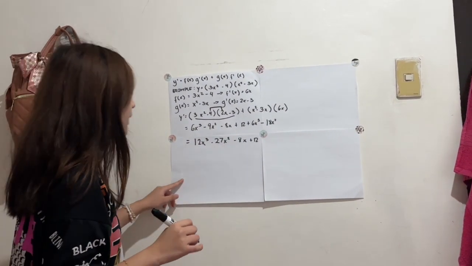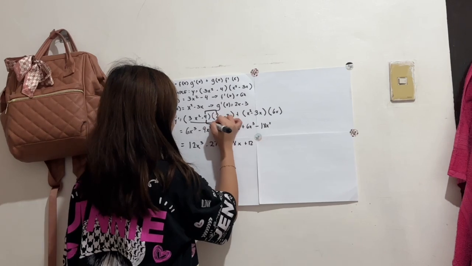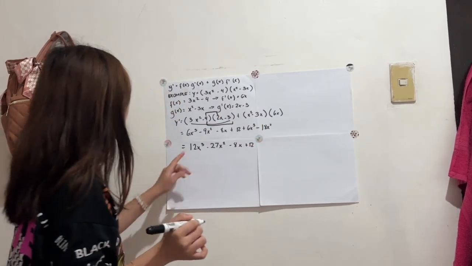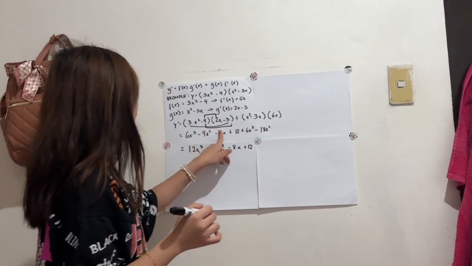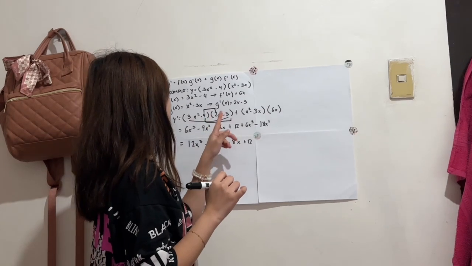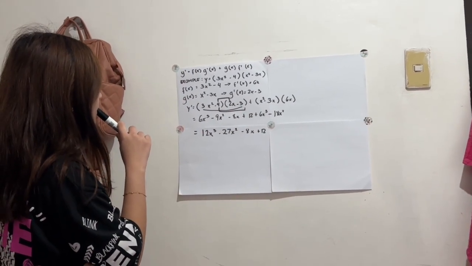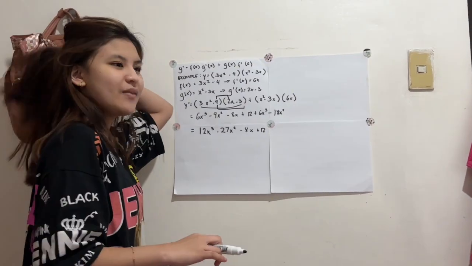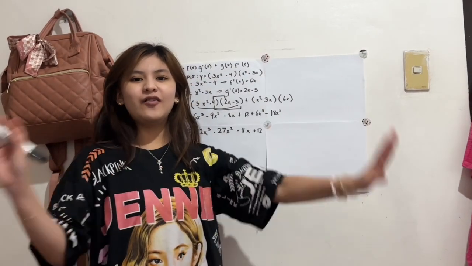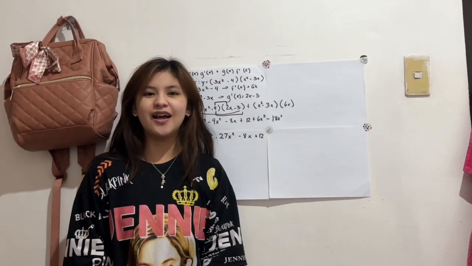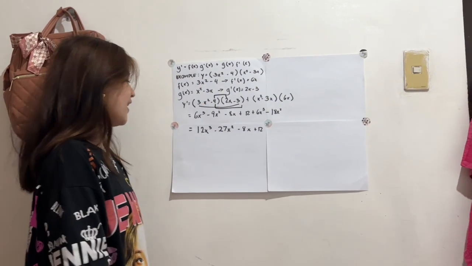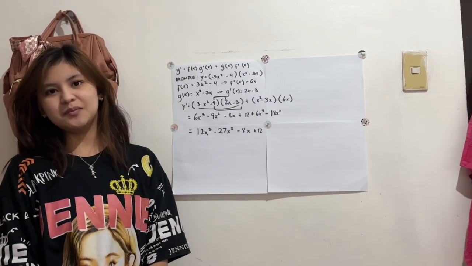And then yung last, which is we have this one. So, negative 4 times negative 3 is equals to 12. So, ito na po yung parang final. Like, ito na yung destination natin. And then, we're just going to combine the like terms po.